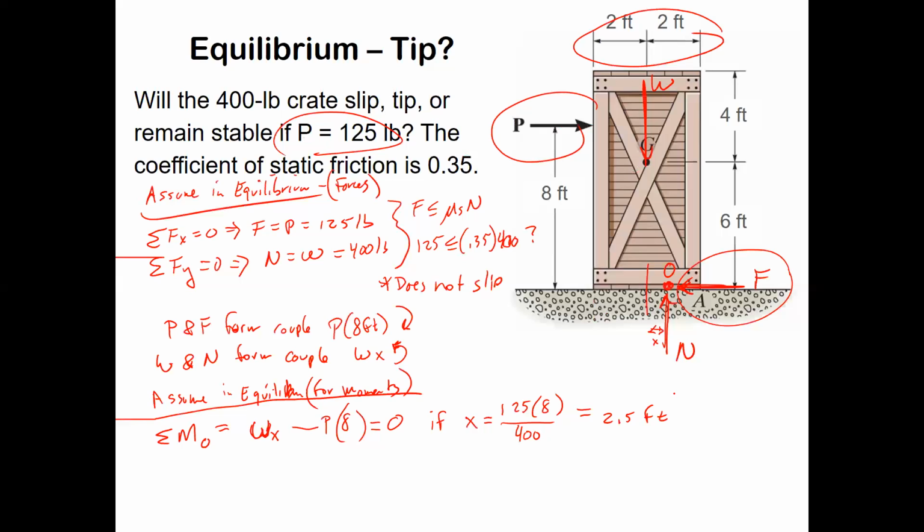That's how far the normal force has to slide to the right from the center of that box in order to provide a couple that would counter the couple of P times 8 feet. Is that possible? X is the distance between the center line and the normal force. It's not possible, right? Because you only have 2 feet to get to the edge. So that means your assumption is not valid. The max X is 2 feet. When X gets bigger than 2 feet, it's tipping.